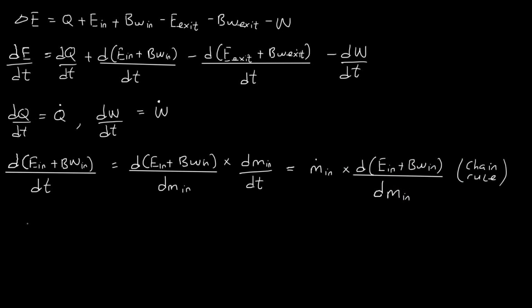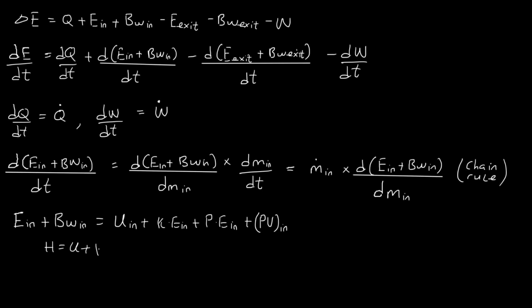And the sum can be written as the internal energy of the fluid flowing in plus its kinetic and potential energy plus the pressure at the inlet multiplied by the volume of the fluid flowing in. We can use the thermodynamic definition of enthalpy. So the enthalpy of the fluid at the inlet is equal to its internal energy plus the pressure at the inlet multiplied by its volume.